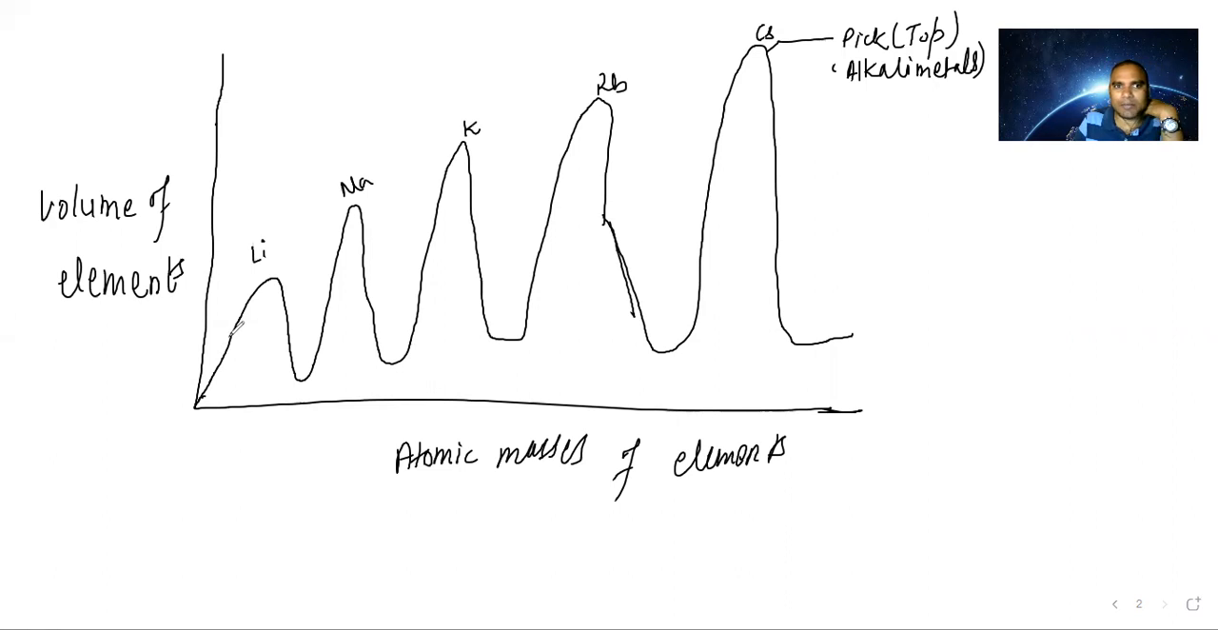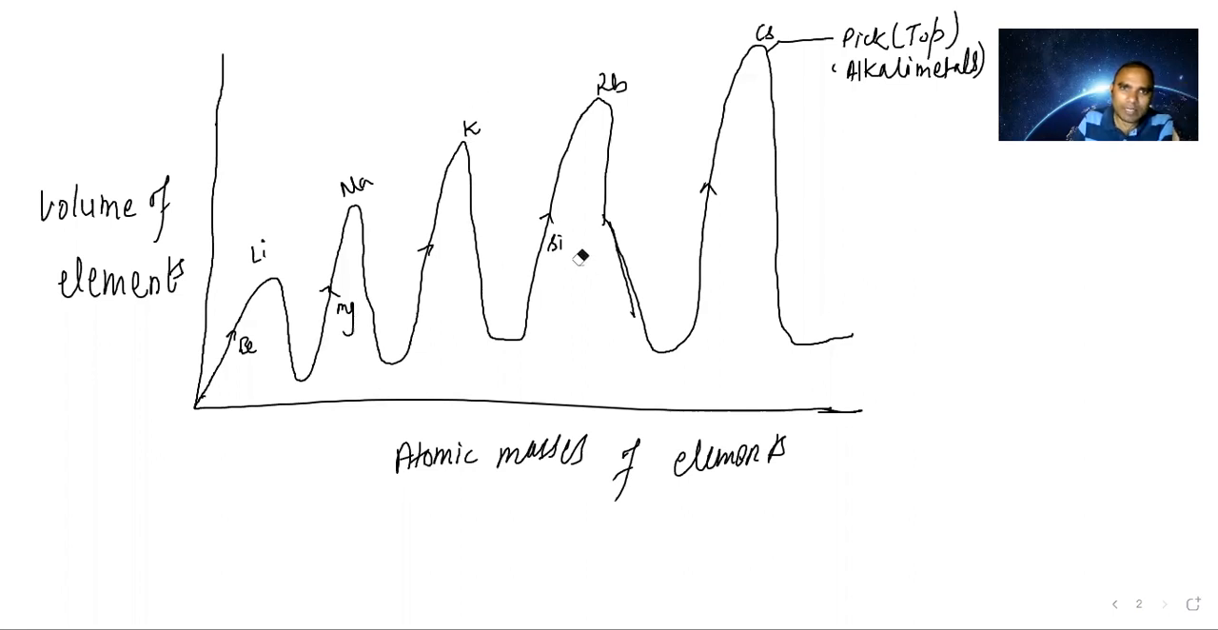If you are talking about ascending, this is the ascending one, going upward. Going upward, which elements can be there? It is beryllium, then it can be magnesium, then here is aluminum, then here is silicon.